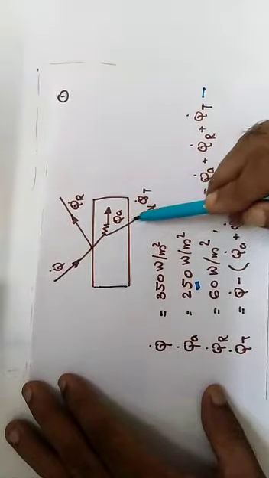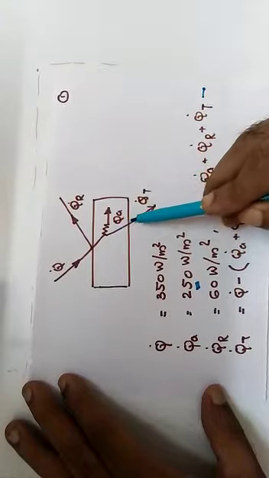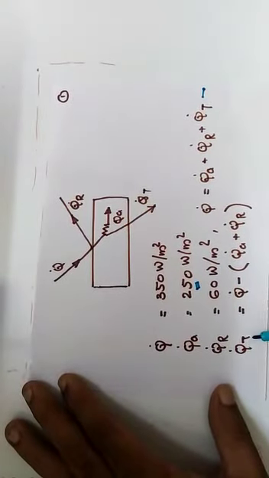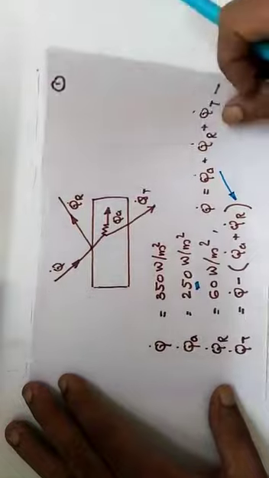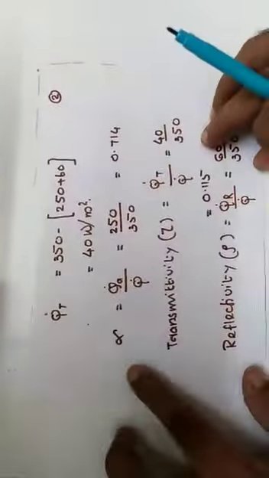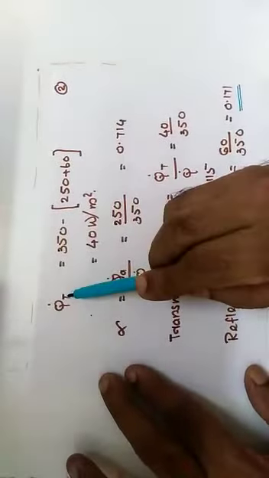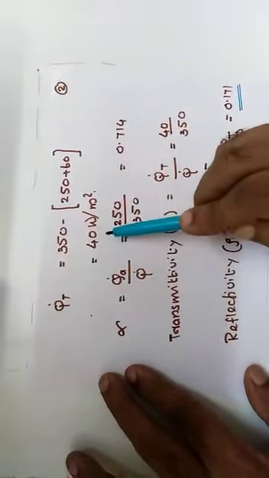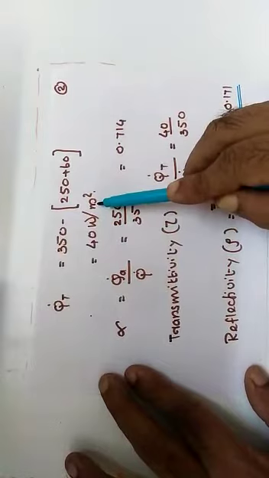The amount of heat energy that is transmitted is Q dot T equal to Q dot minus Q dot A plus Q dot R. You will get this from this relation. So using this expression, we can calculate Q dot T. Q dot T works out to be 40 watt per meter square.